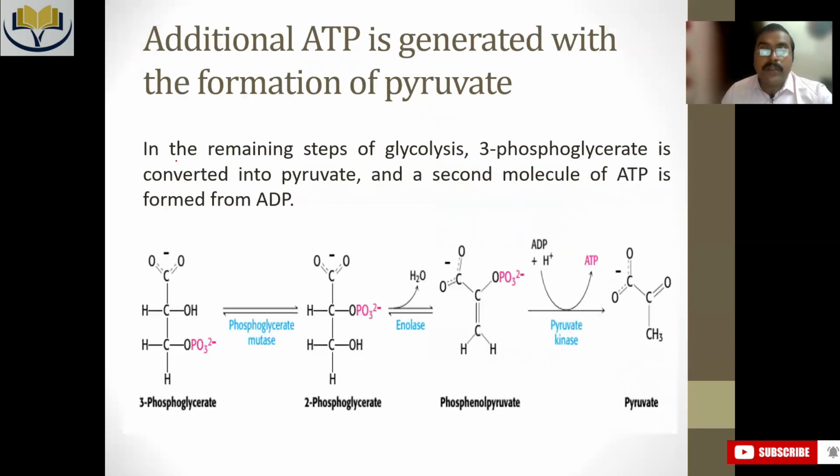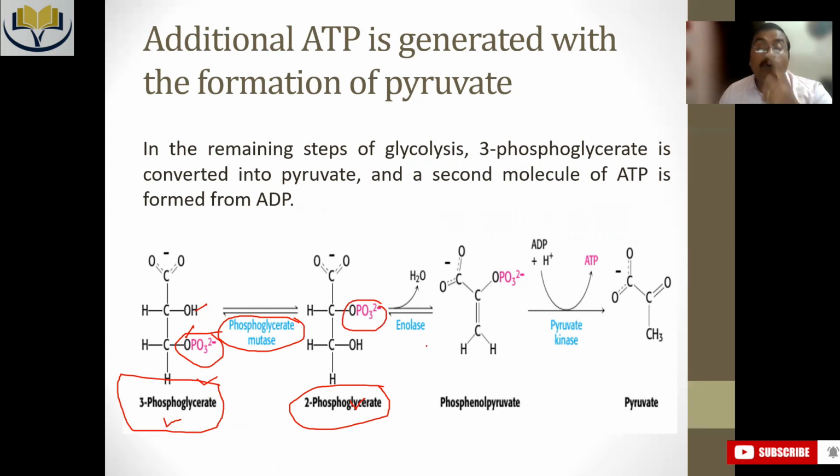Okay, so the 3-phosphoglycerate will undergo 3 different steps for the production of another molecule of ATP and its final product, pyruvate. 3-phosphoglycerate, by use of an enzyme called mutase, forms the 2-phosphoglycerate component. What is the difference between 3-phosphoglycerate and 2-phosphoglycerate? The phosphate group is transferred from the third position to the second position. That is why it is 2-phosphoglycerate.